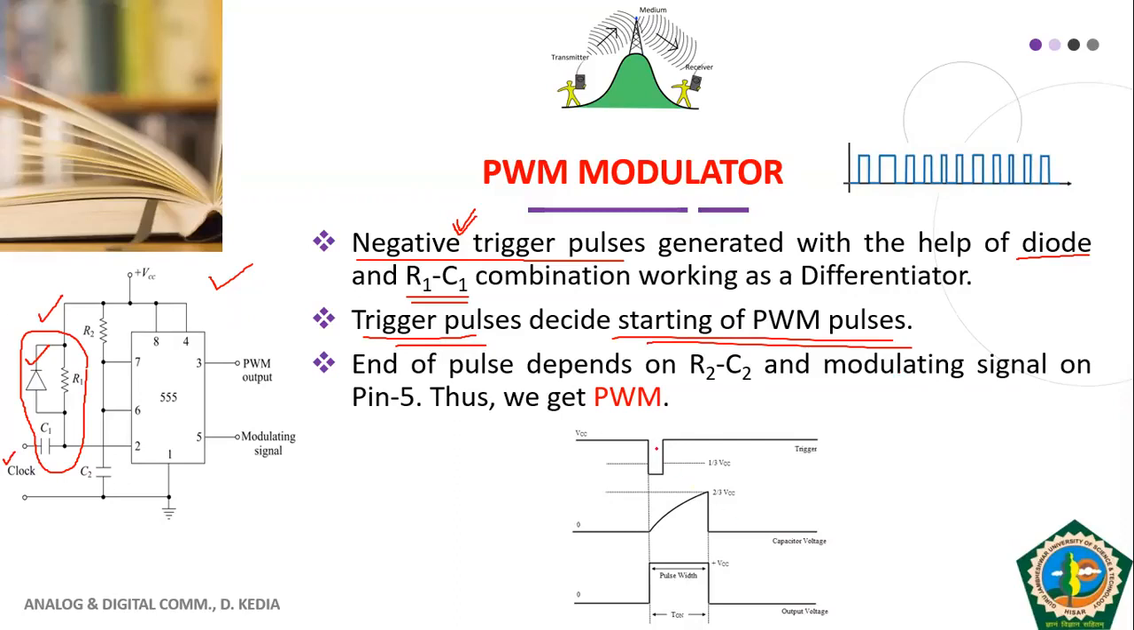So you can see here that our trigger pulse is arriving. We will be generating negative trigger pulses from the negative going edge, okay. And from this our pulse width is starting, or this is the starting of PWM pulses, fine.